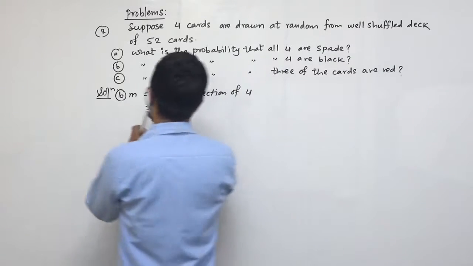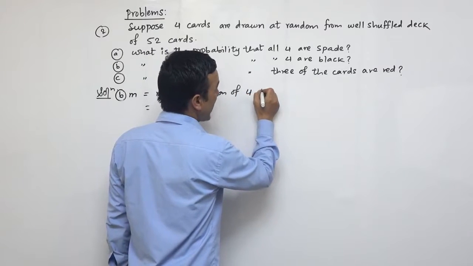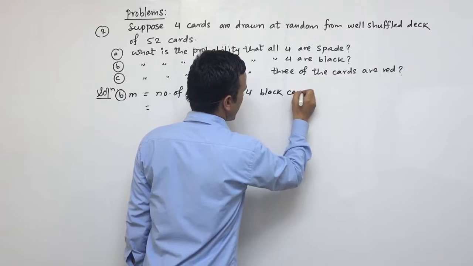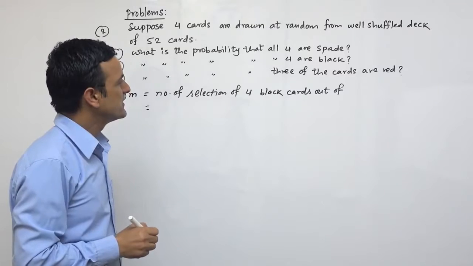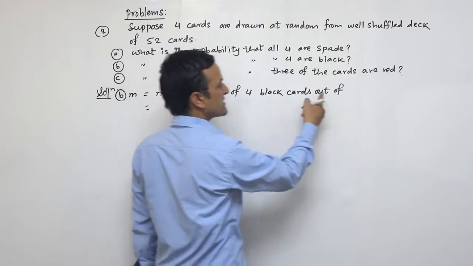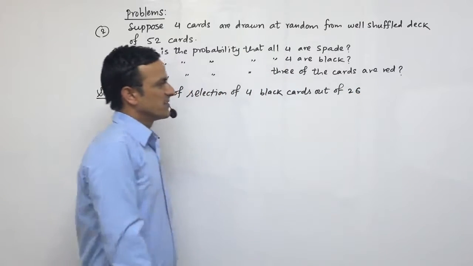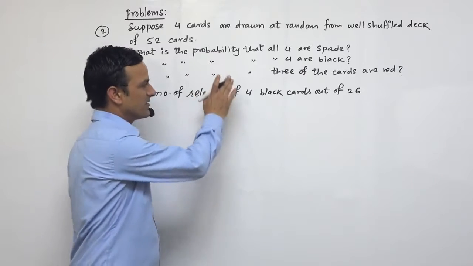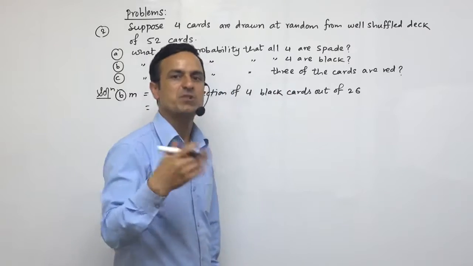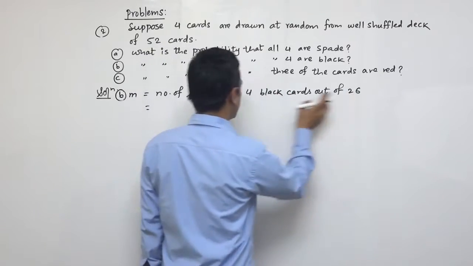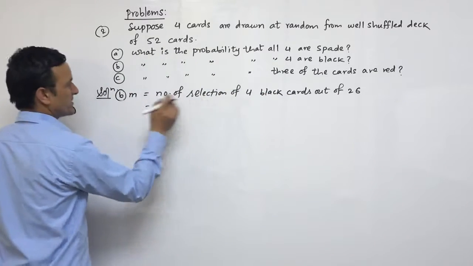सो ब्ल्याक कार्ड चाहिँ m means number of selection of 4 black cards out of how many black cards in total. हामी 52 वटा कार्ड्स मा हामीसँग कतिवटा ब्ल्याक कार्ड हुन्छ टोटल मा भन्दा यो चाहिँ 26 कार्ड्स हुन्छ. 52 मा 26 ब्ल्याक कार्ड र अर्को 26 रेड कार्ड हुन्छ. दैट मीन्स 26 प्लस 26 52 हुन्छ. सो यो 26 मध्ये 4 वटै हाम्रो कार्ड चाहिँ should be black. That's why it is written like this.